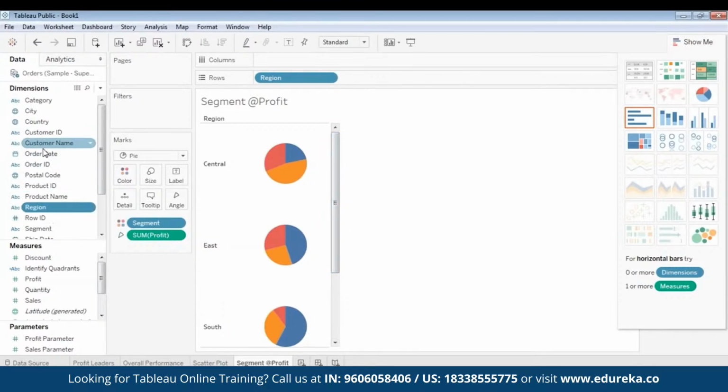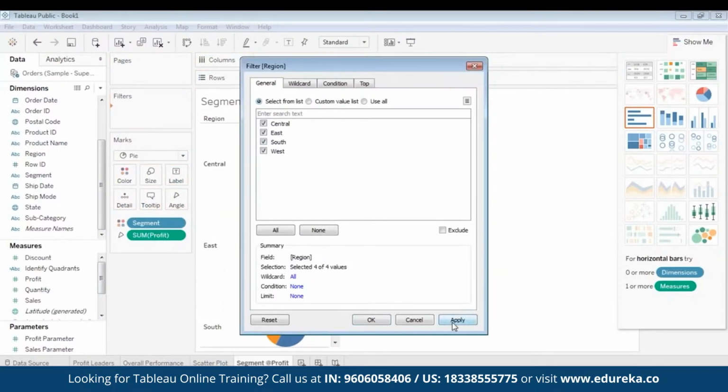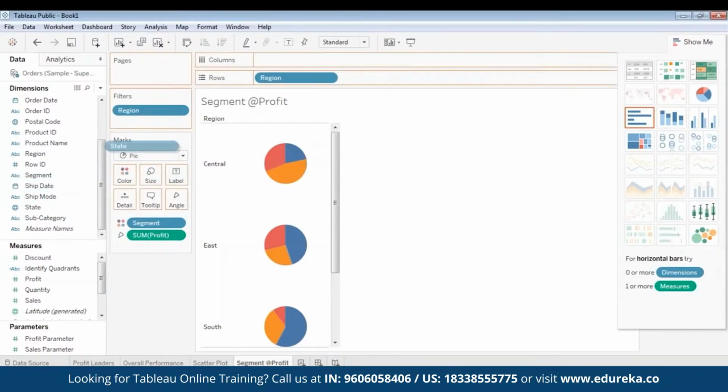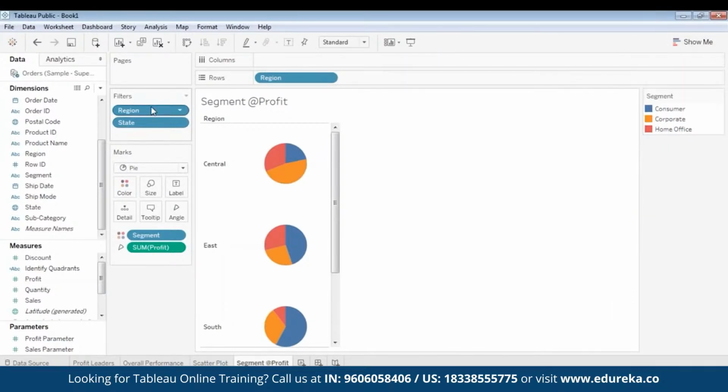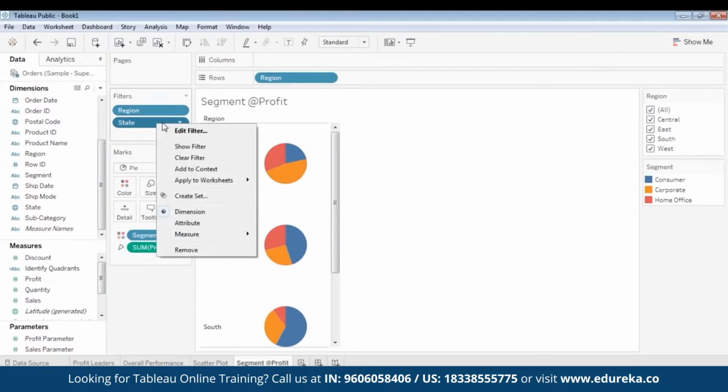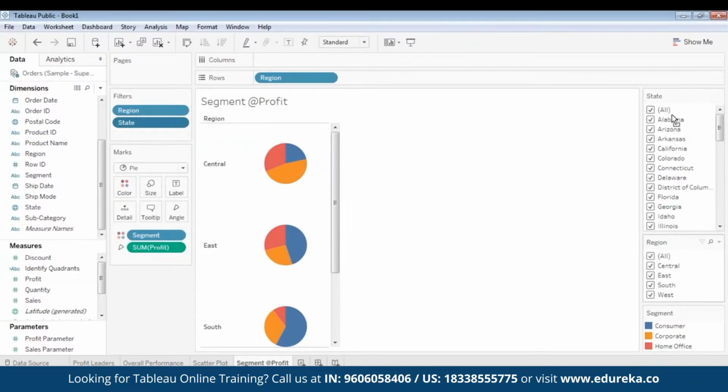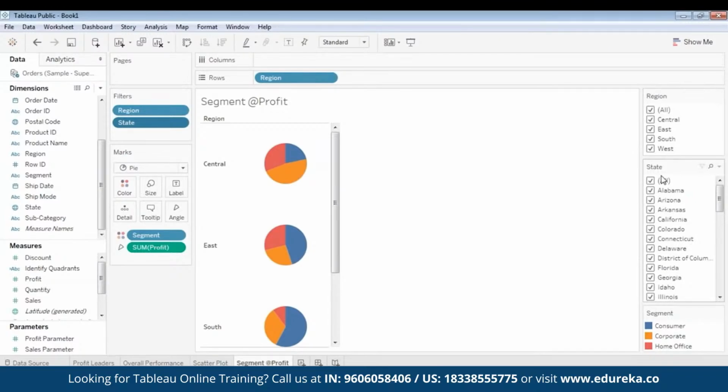We can add some filters over here so that we can see how different regions and states have done. I will just select all. I will go to state and select all, and apply. And I will right click and click on show filter, and everything will come here. So my region and state are also there now. We have represented our profit depending on different segments. We had 3 segments, guys, if you remember: home office, consumer and corporate. So there are 3 segments and we have made a pie chart for each of the regions.